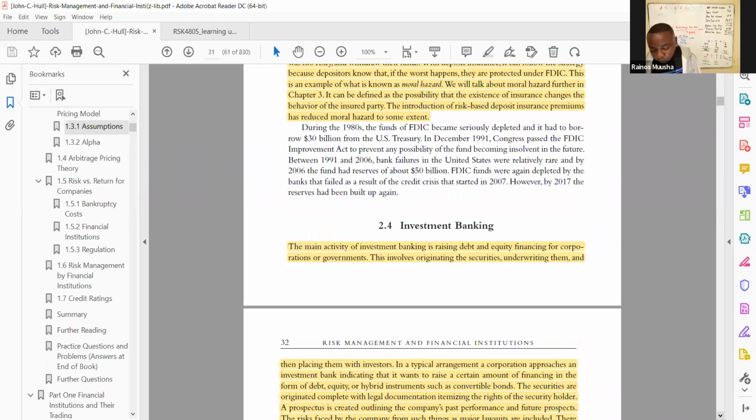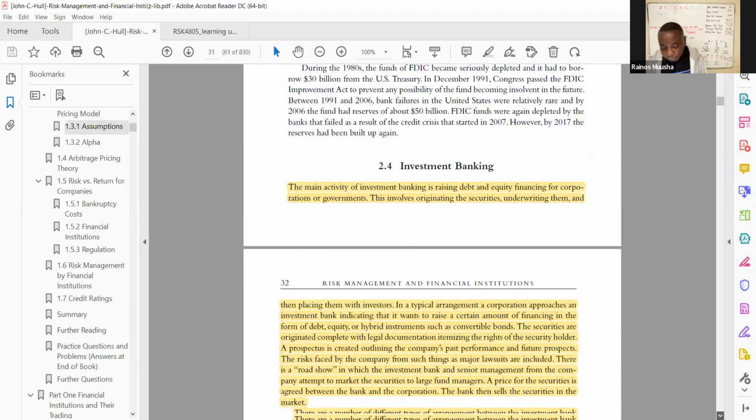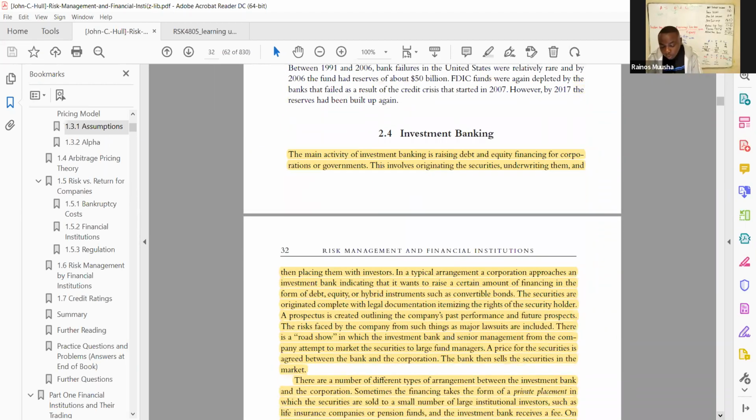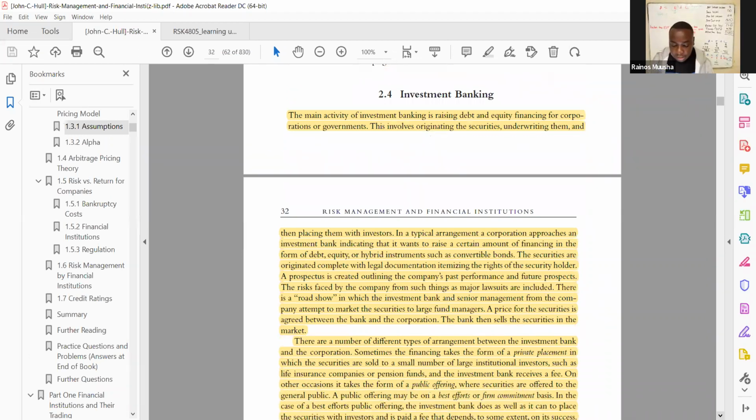So apart from commercial banks, we also have investment banks. When you look at investment banking, they say the main activity of investment banking is raising debt and equity financing for corporations or governments. This involves originating the securities, underwriting them, and then placing them with investors.